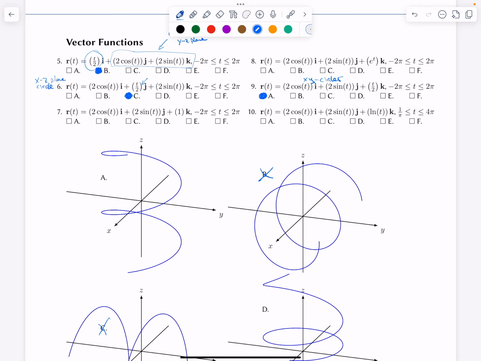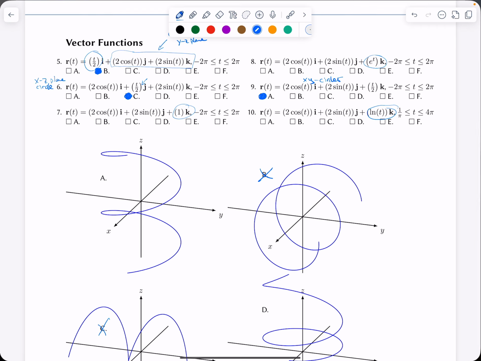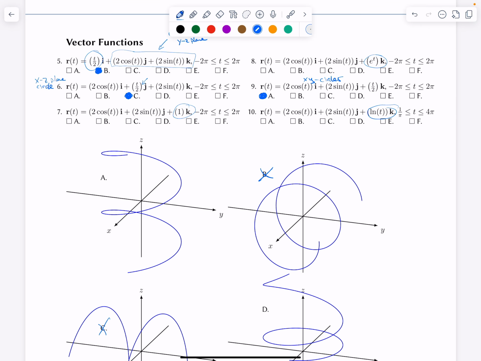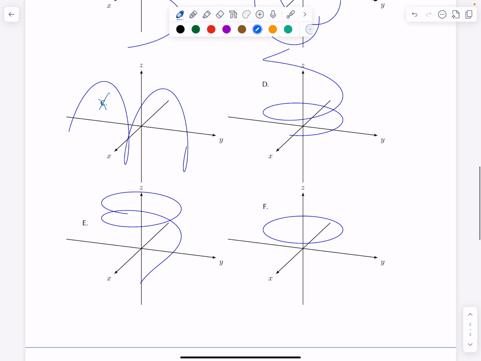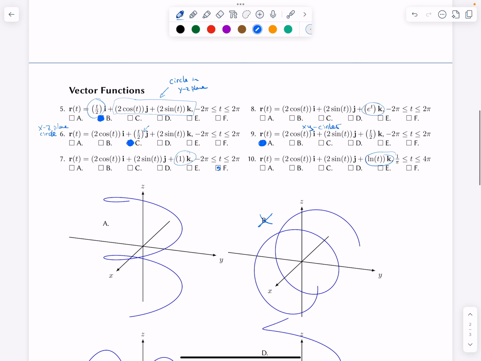Okay, next one. Let's just plow through the rest of these. The next 3, so there's 7, 8, and 10. The main difference is what's happening in the z direction. So x and y, you have circles in all 3 of those. But let's talk about 7 first. In 7, you have a circle in the xy direction. The z coordinate is always 1. And so this circle is just going around, it's letter F here. So that's going to be this one.